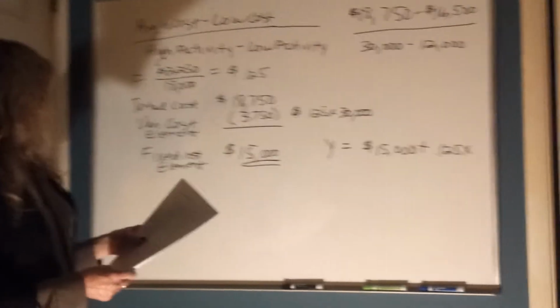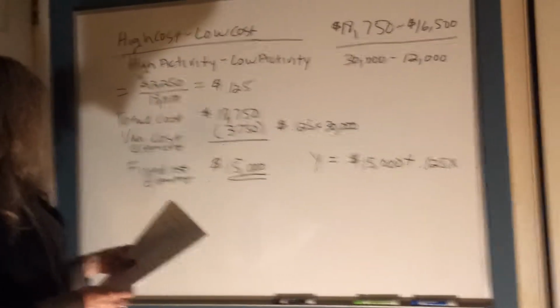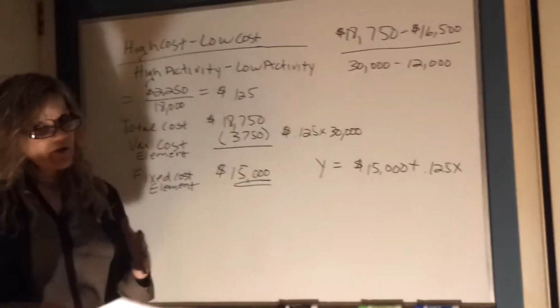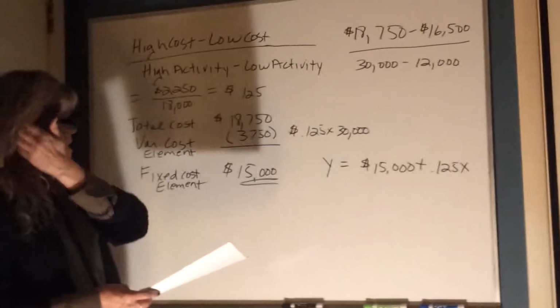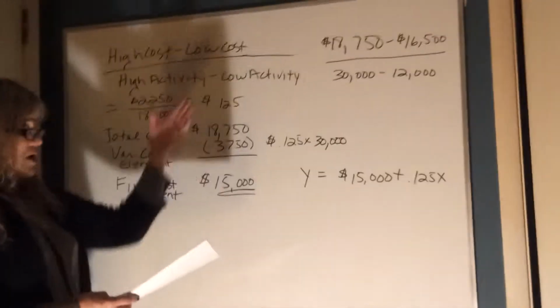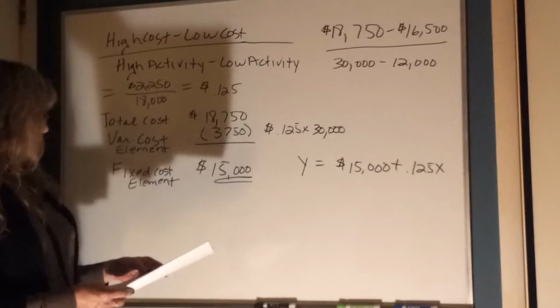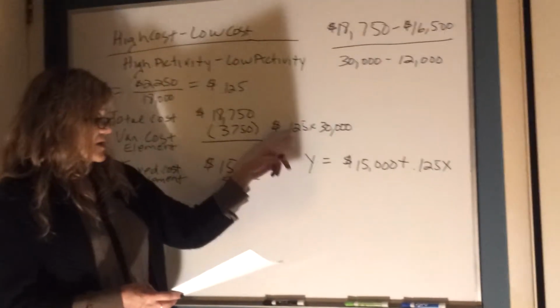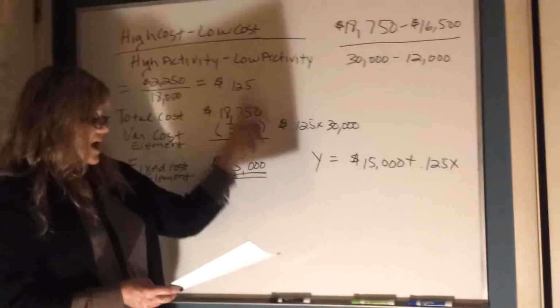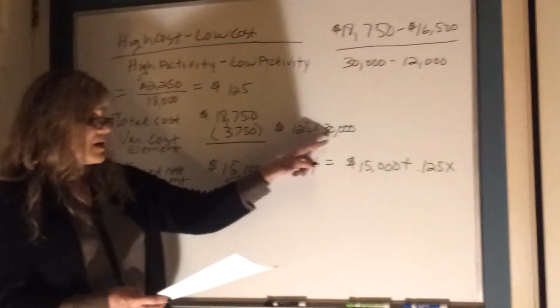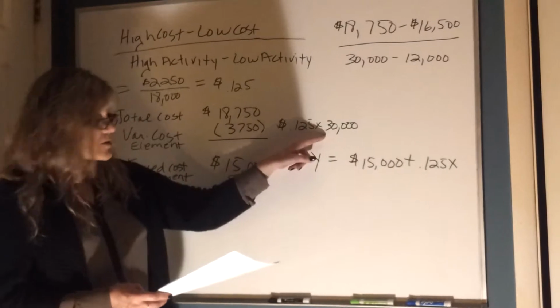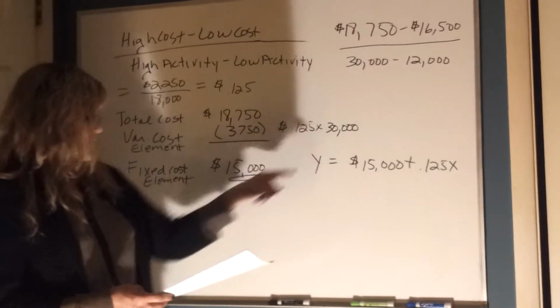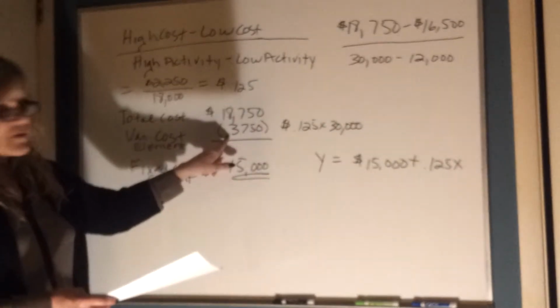What I'm going to do now is I'm going to put in my total cost, which you can do high or low and you'll get the same result. So I'm going to put my total high cost in. It was $18,750, and I'm going to figure out the variable portion. The variable portion is the 0.125 times my activity level. My activity level was 30,000. So 0.125 times 30,000 is 3,750.